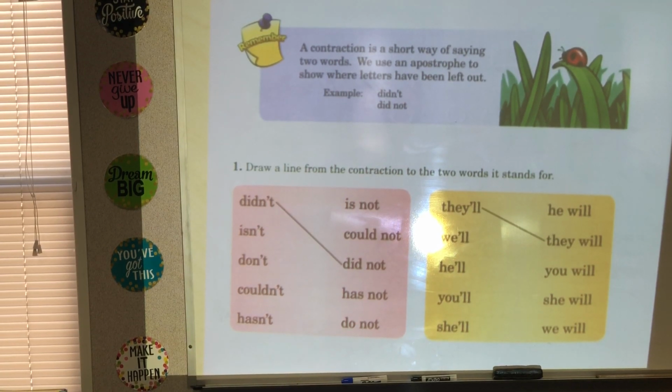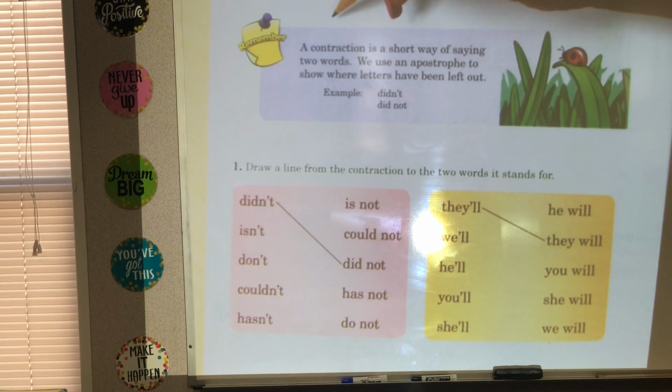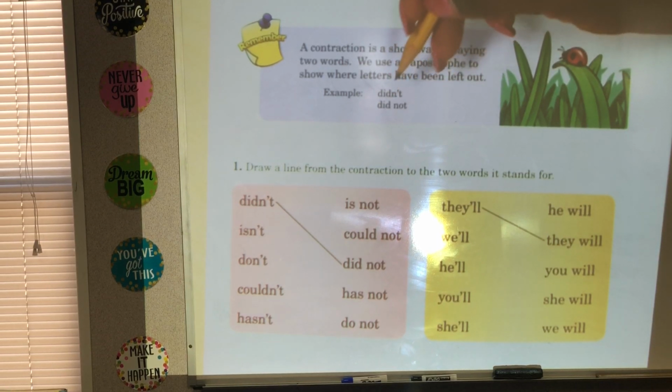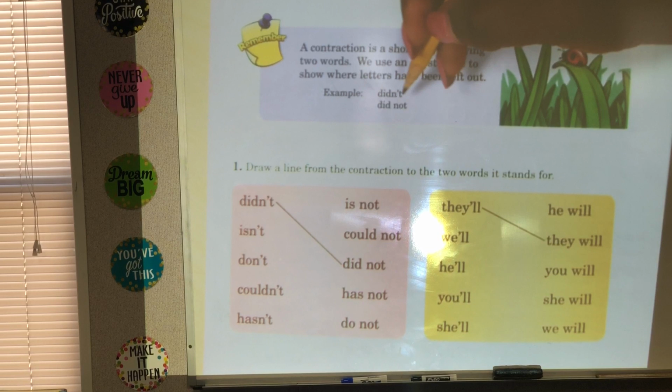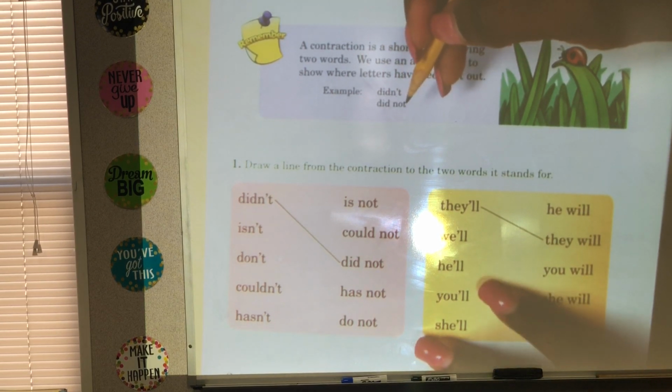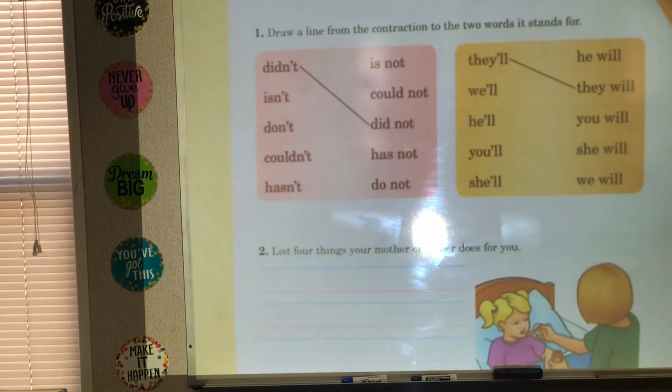The directions says, remember, a contraction is a short way of saying two words. We use an apostrophe to show where letters have been left out. Here's an example. Didn't. You have the first word did, then you have N apostrophe T. The O was left out. The apostrophe shows that the letter O was left out. So didn't equals or means did not.